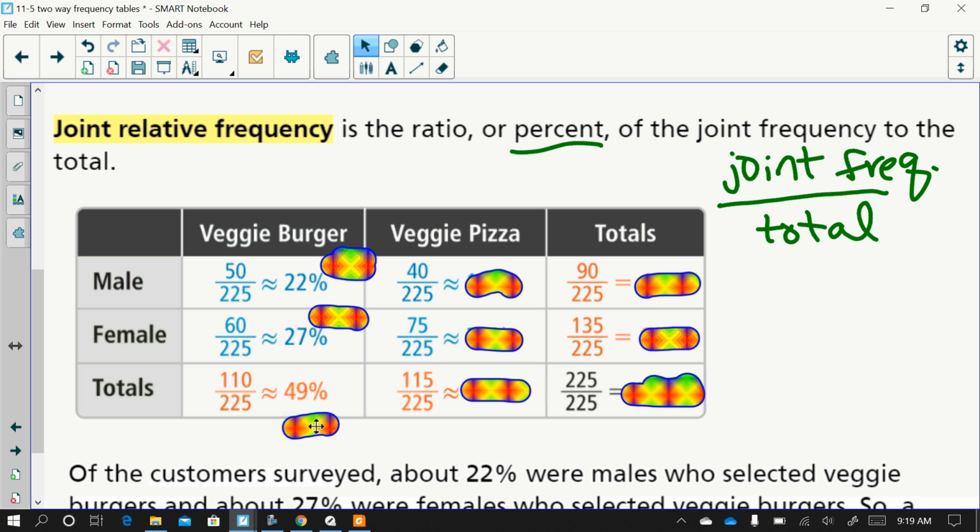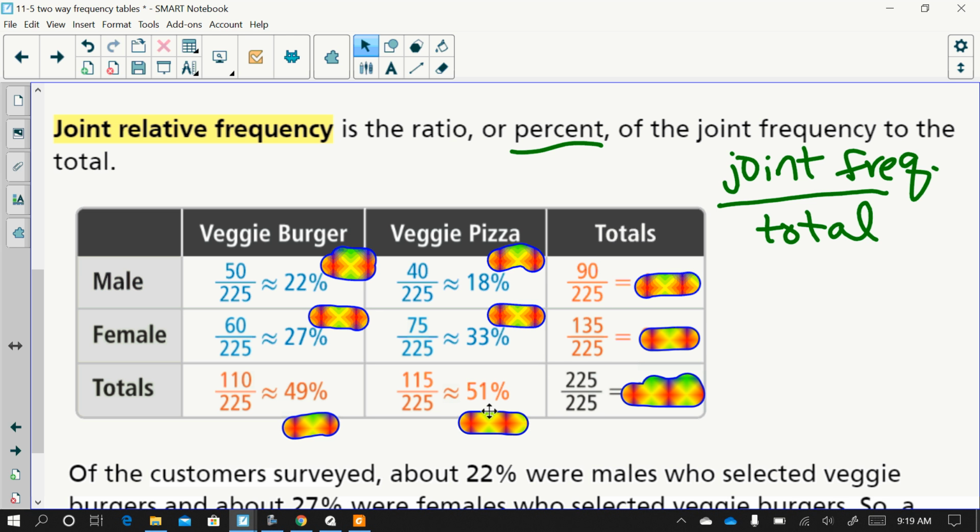Moving on to the pizza, we had 40 males who liked the pizza, so 40 out of 225 gives me 18%. Females that like the veggie pizza were 75 out of the total 225, 33%. And the veggie pizza total, we had 115 out of 225 people, so 51%.